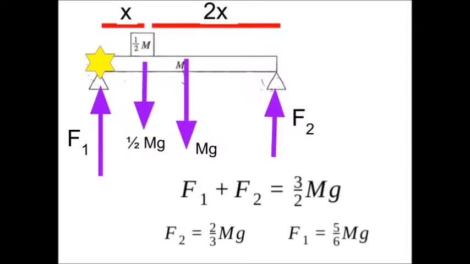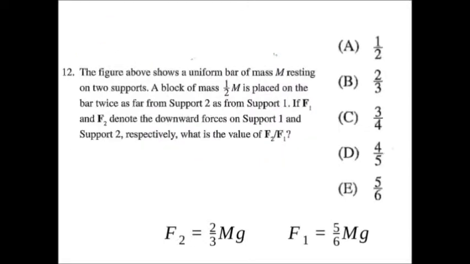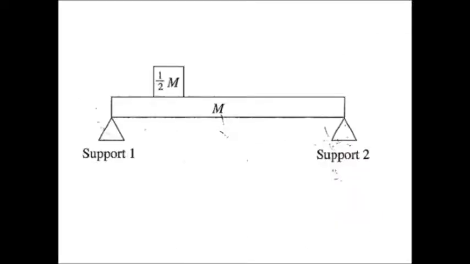And then the ratio of F2 to F1 involves fractions. You like fractions, don't you? So again, here we have a two-step problem. If that bar is balancing, then the forces balance and the torques balance too.